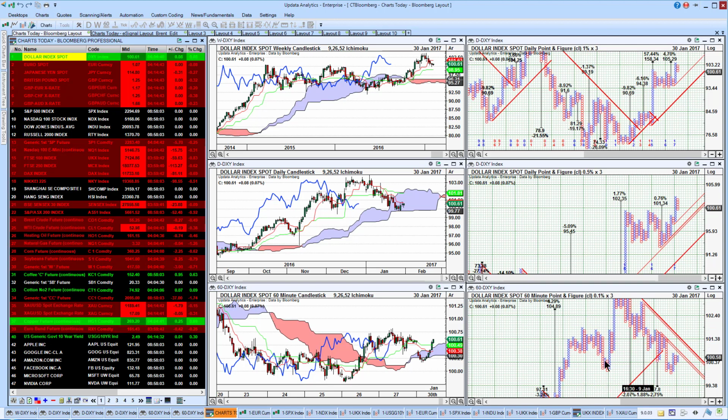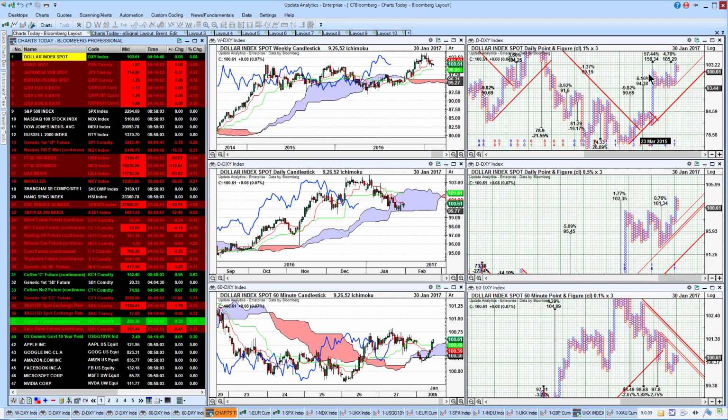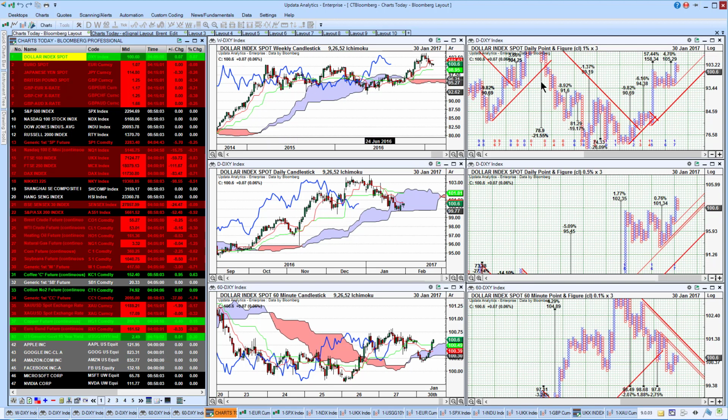So interestingly, we do have a bit of a mixed picture, but in the medium term we've found support on the cloud, and the long term we're still very much above the cloud. So for the moment, we've got upside potential. We've got a little upside target here as well on the long-term 1% chart of 105. Remember, this is my long-term, my medium-term, and my short-term.